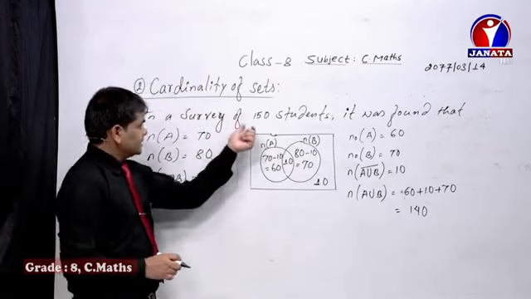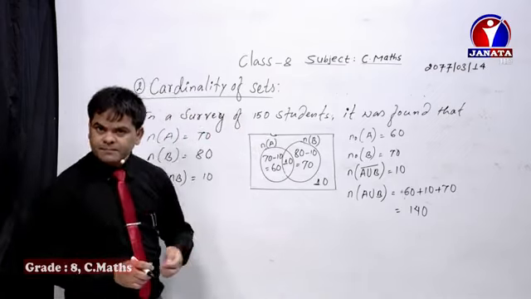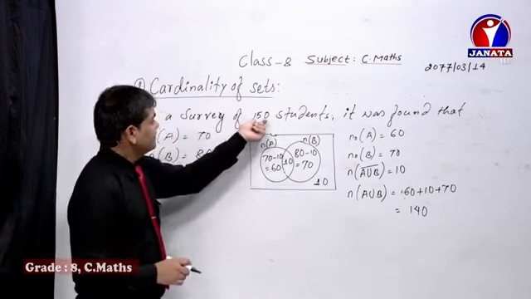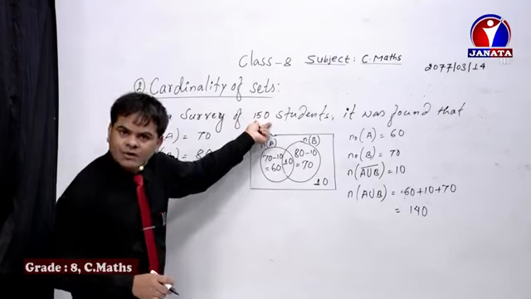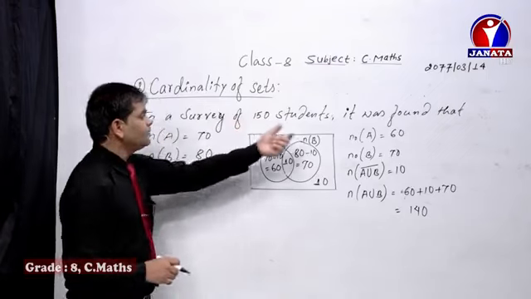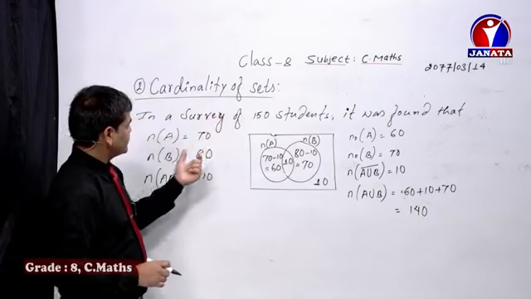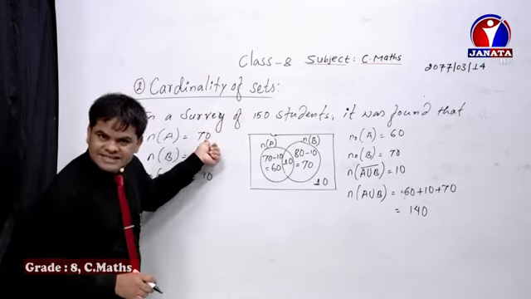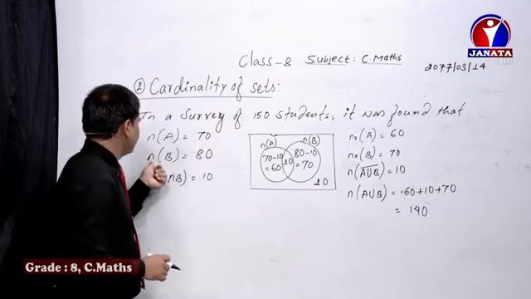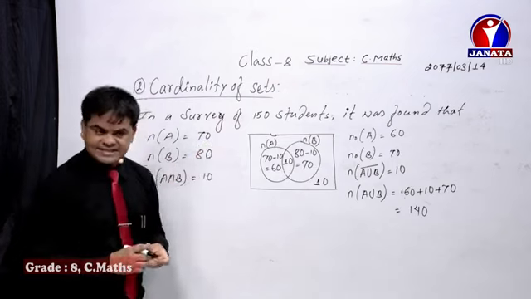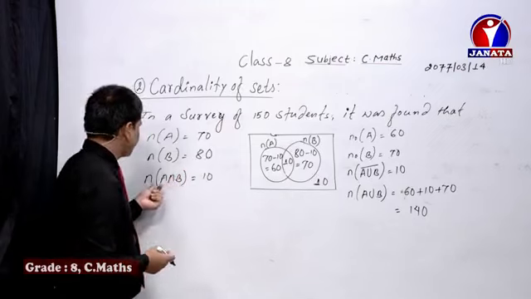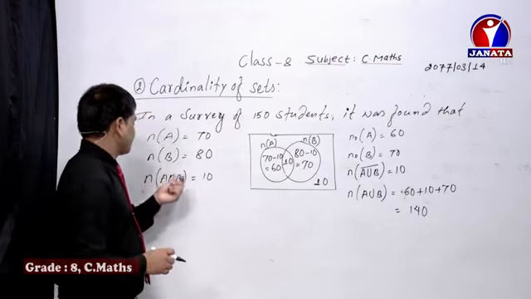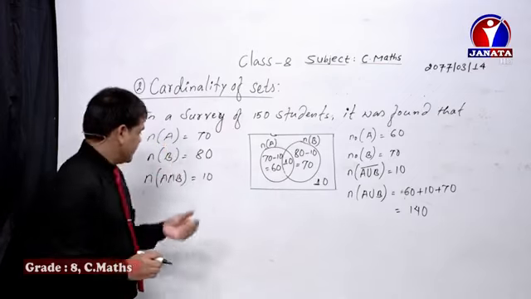Once again, dear students, there are 150 people surveyed. This means the universal set n equals 150. Now it was found, and I have written in summarized form, that the number of people who like apple is 70, the number of people who like banana is 80, and the number of students who like both apple and banana equals 10.